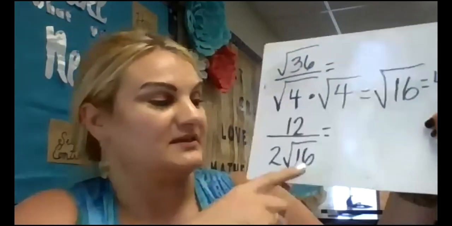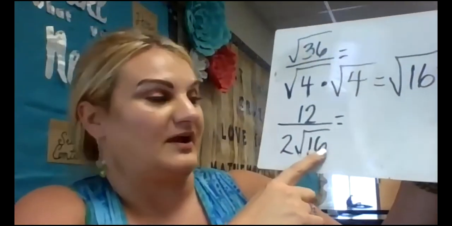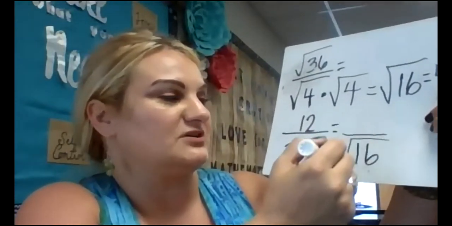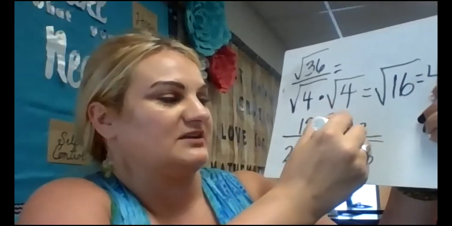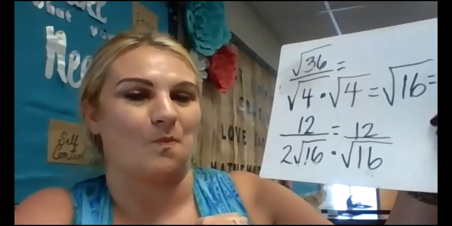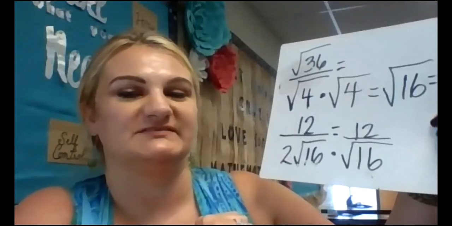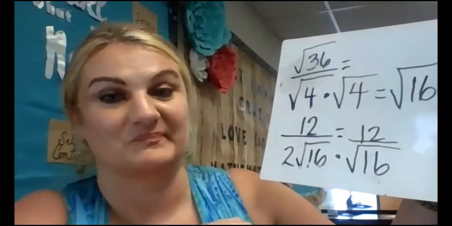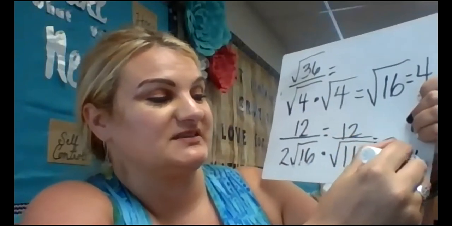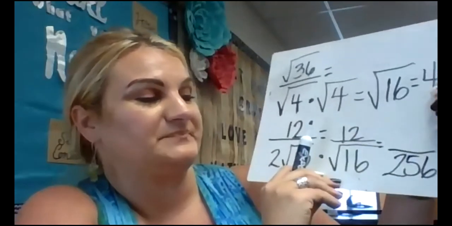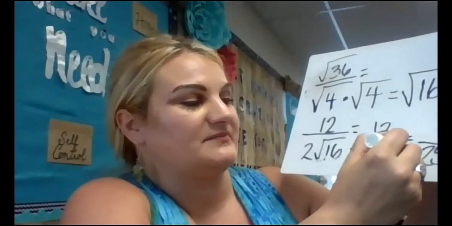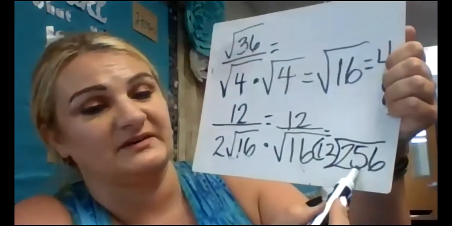Rationalizing it, if you take the square root at the bottom and you multiply by itself, 16, that's going to give me a huge, large number. What's that going to give me? Who can get it faster than me? 256. So this will give me 256, right? And then I would just bring over the 12 and multiply it. And then I would have some big, big number.